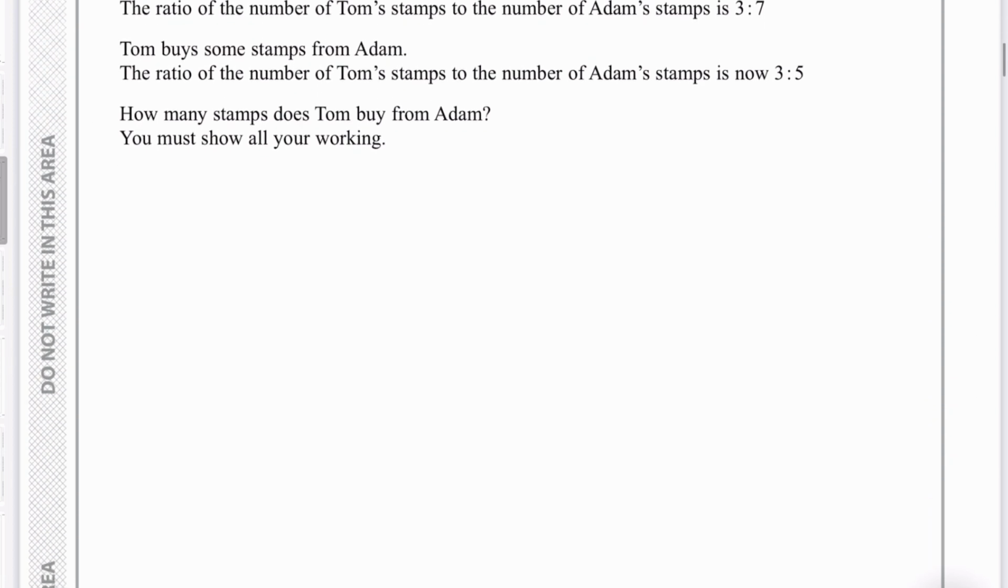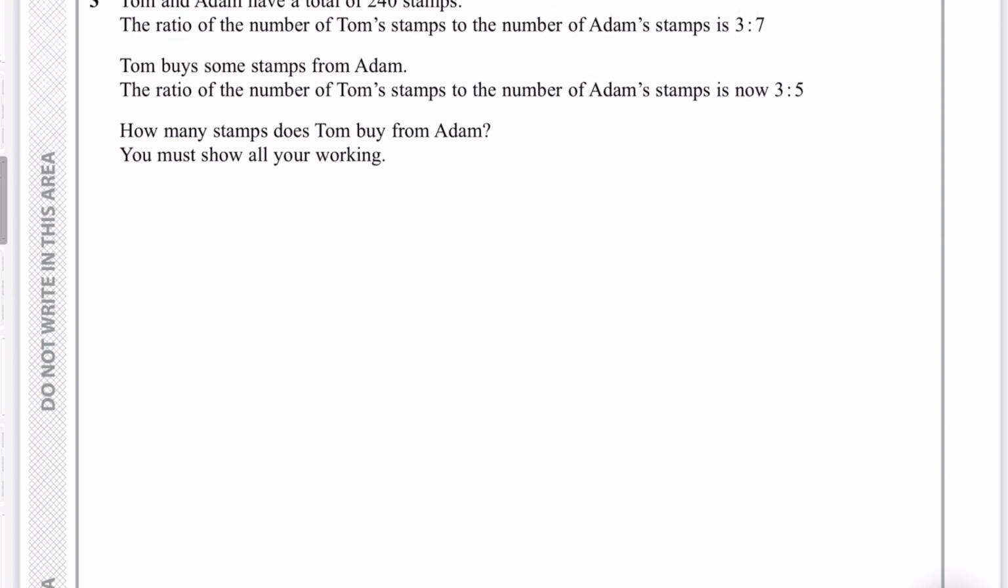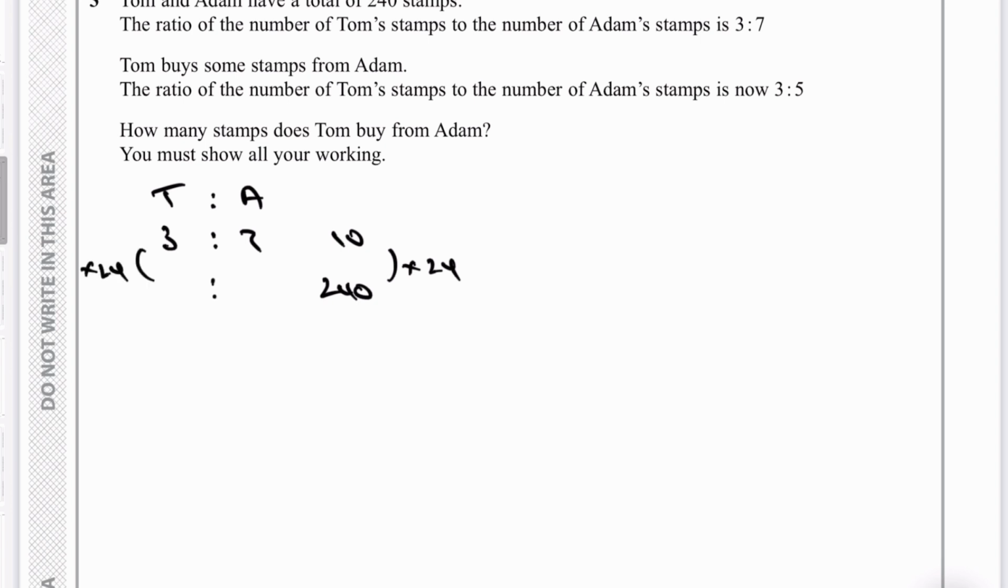Okay, let's move on then to question number 3, which is a ratio question. Tom and Adam have a total of 240 stamps. The ratio of the number of Tom stamps to the number of Adam stamps is 3 to 7. So let's just have a look at that. So we've got Tom to Adam in the ratio 3 to 7. It basically means if they had 10 stamps, then Tom would have 3 and Adam would have 7, but they haven't. They've got 240, which is actually 24 times bigger. So I'm going to multiply each of these numbers by 24 as well. That's going to give me 72 and 168. So in reality, Tom has got 72 stamps and Adam has got 168.